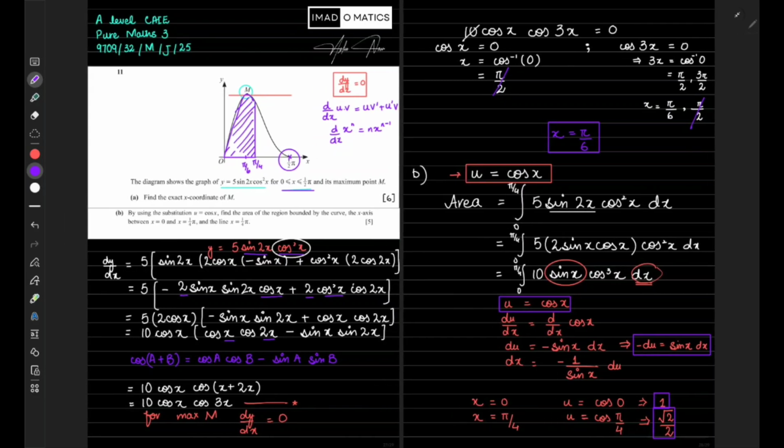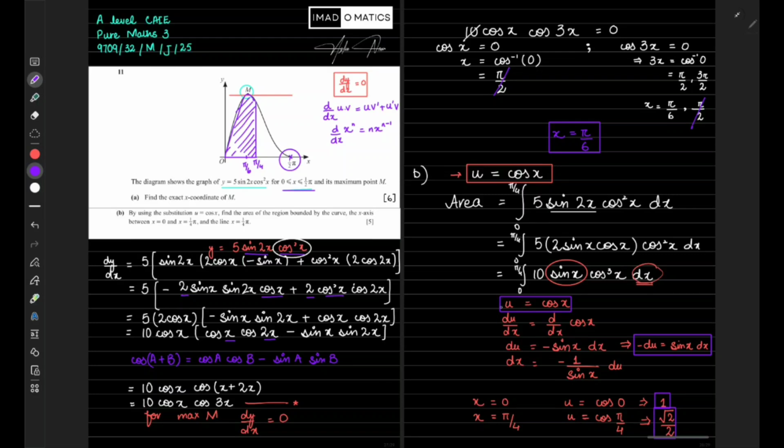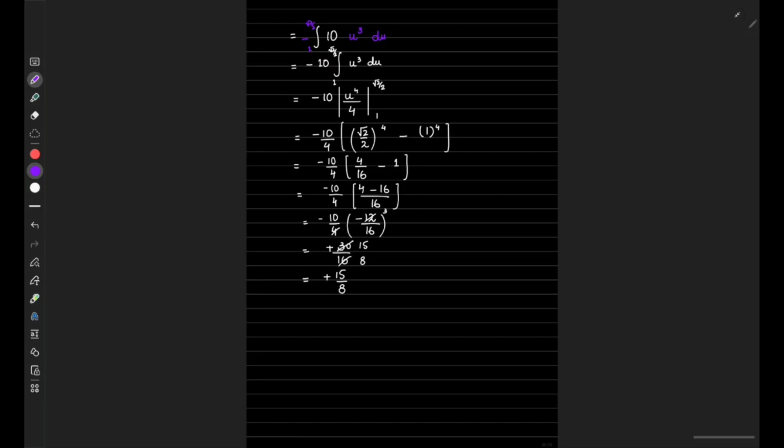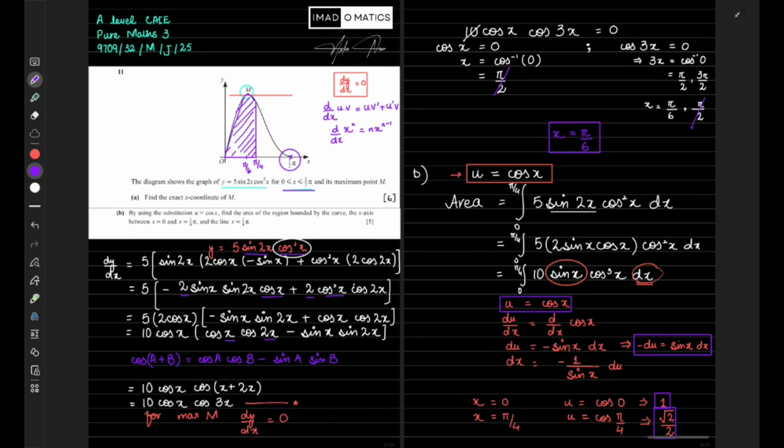So this is how we integrate between the limits, then use the substitution and also substitute your dx by differentiating it, then change the limits, and eventually do the integration to find the required answer. I hope you get this question. This was the last question of this paper. I hope you get it.